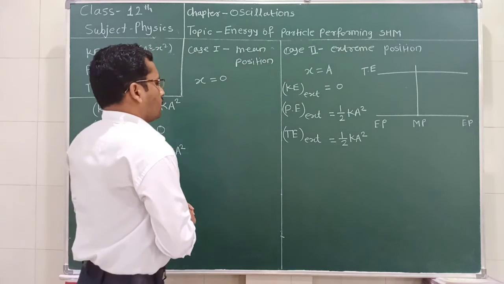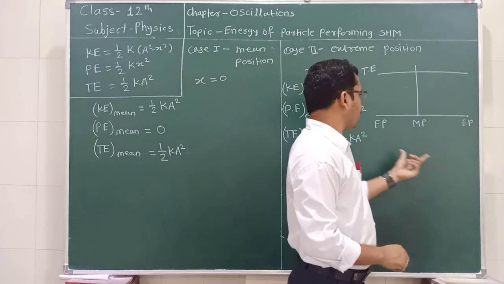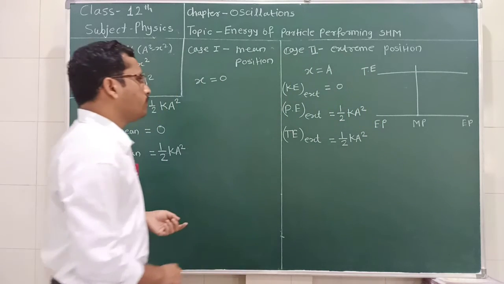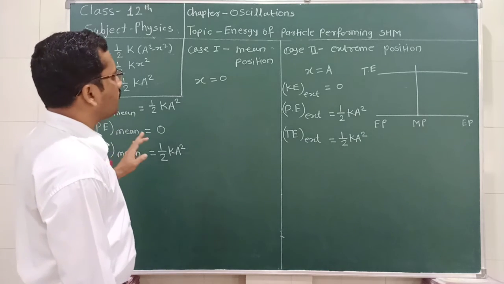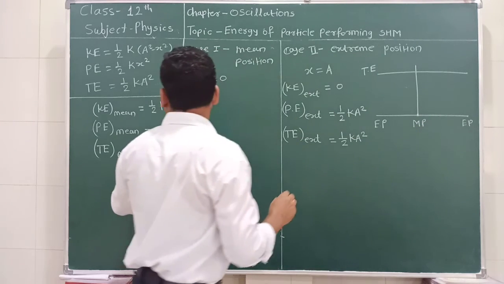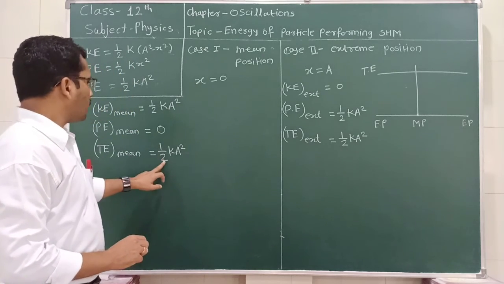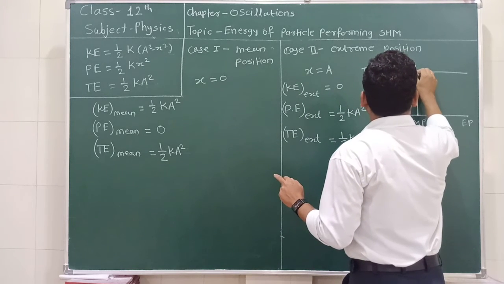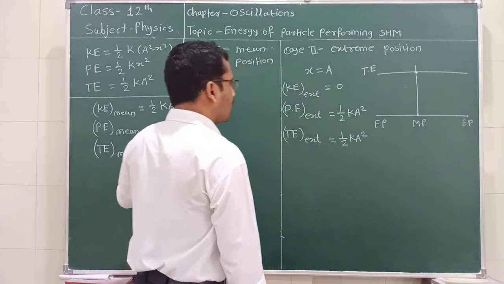This is the simple harmonic motion in which this is the mean position and these two are the extreme positions: the left extreme position and the right extreme position. When the particle is at the mean position, the kinetic energy is equal to 1/2 k a², which is equal to the total energy. So at the mean position the kinetic energy is equal to the total energy, and the potential energy is equal to 0.